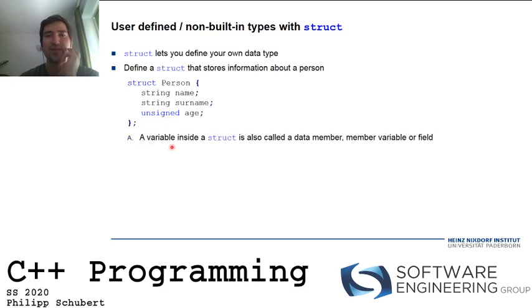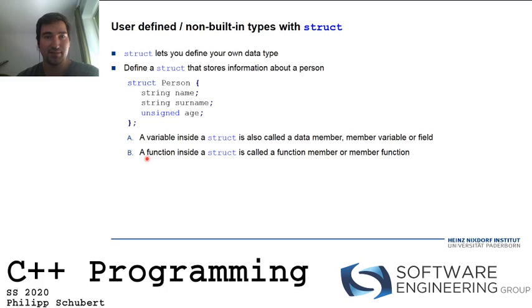So maybe let's have a few facts on structs and variables inside structs. A variable inside a struct is also called a data member. So name, surname, and age would all be data members of that type person. Besides the term data member, you can also use the term member, in short, a member variable, or fields. Sometimes the data members of a type are also referred to as fields.